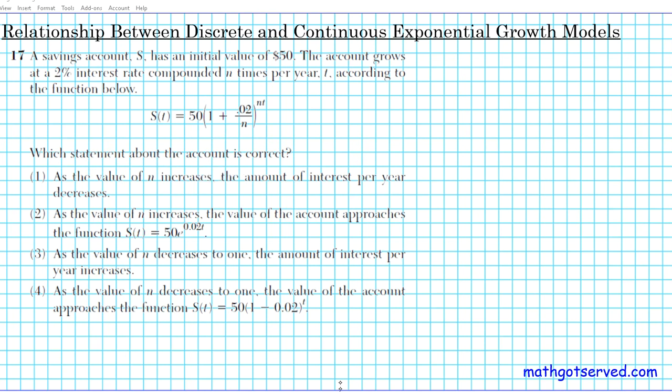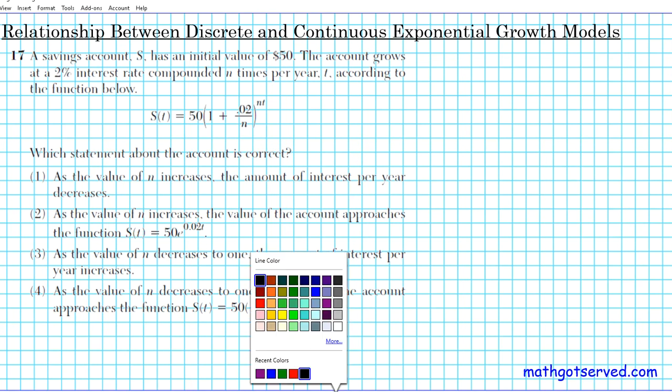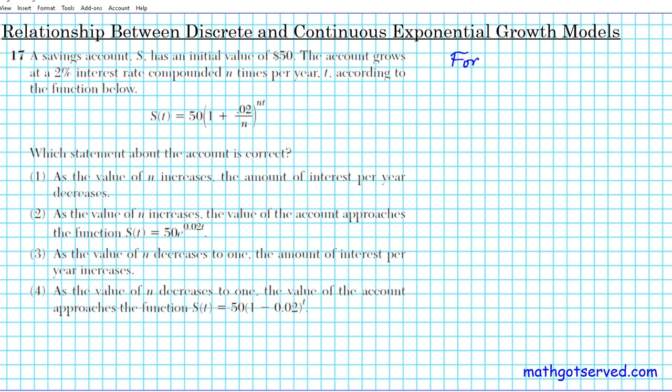So before we get started, let's go ahead and explore the relationship between the discrete and continuous exponential growth models. You definitely want to know both formulas. Now, discrete basically means a specific period of time. You compound for a specific period of time. So n times per year means discrete, n times in a year. So for exponential growth models, we're going to start with the discrete case.